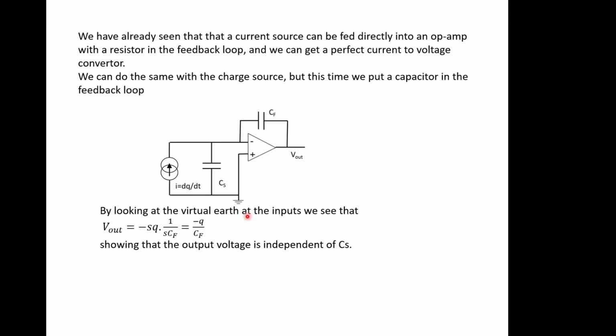And so by looking at the virtual earth at the inputs, because this op-amp is operating in linear feedback mode, we can see that Vout is going to be equal to SQ over 1 over SCF, which is going to be Q over CF with a minus sign because it's an inverting amplifier. And this shows that the output voltage is independent of CS. So Vout, the output voltage, is equal to the charge that we're interested in and a scale factor.